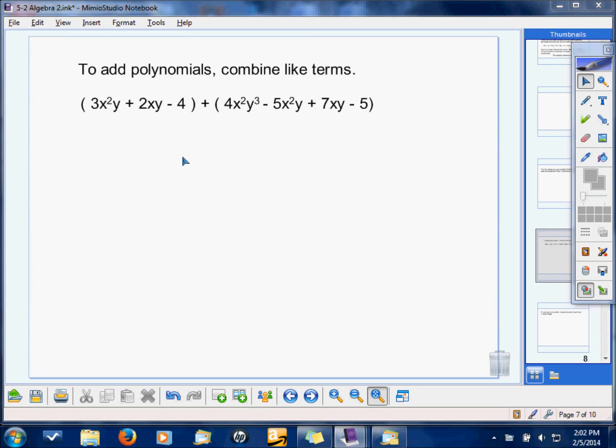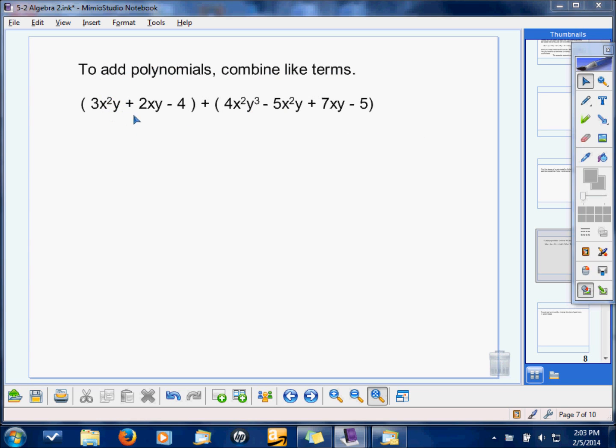Up to right now is we're adding polynomials. Now, adding is one of the easiest things you can do with polynomials because it's no different than actually simplifying one big single polynomial. So let's get this one written into your notes.